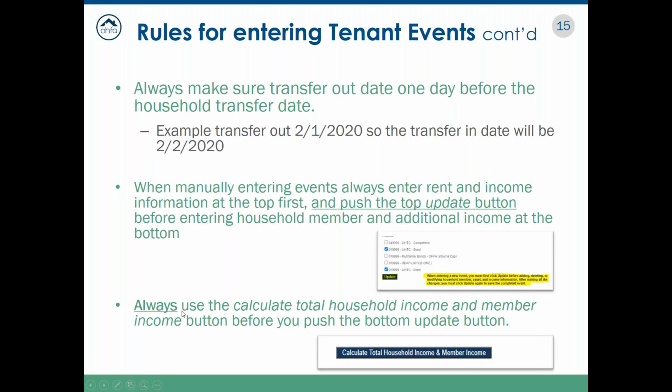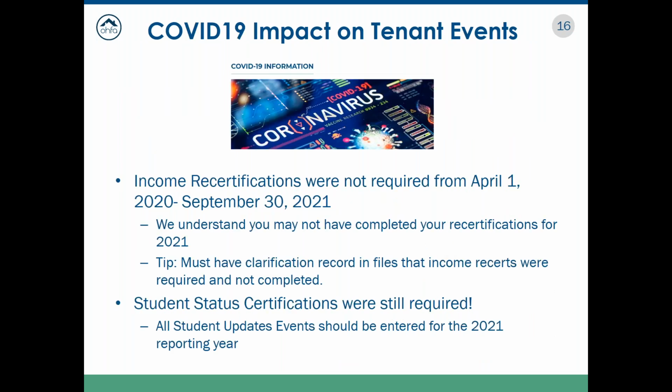Lastly, let's always talk about using the calculate total household income and member income button if you are entering that information. This updates the entire form correctly. So if you do any income and asset updates, make sure you click that lovely button before you push update at the bottom of the screen. All right, so that's some tips and rules on how to enter your tenant events.